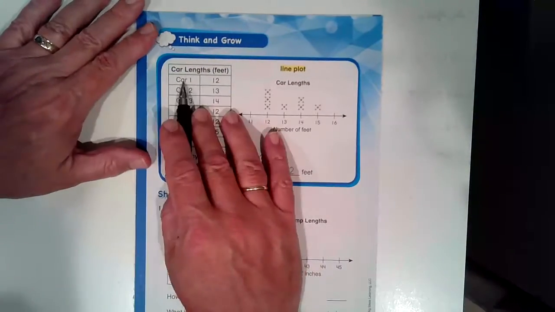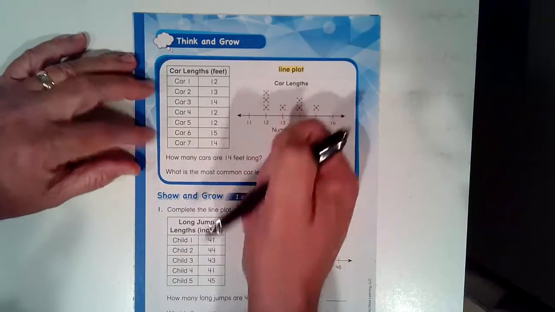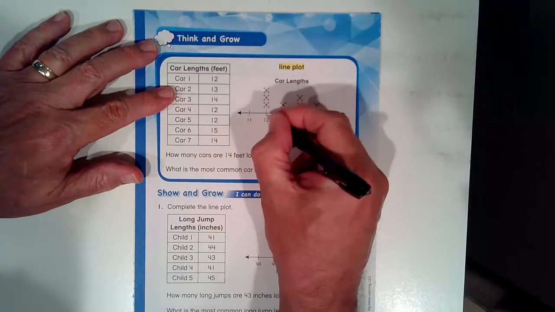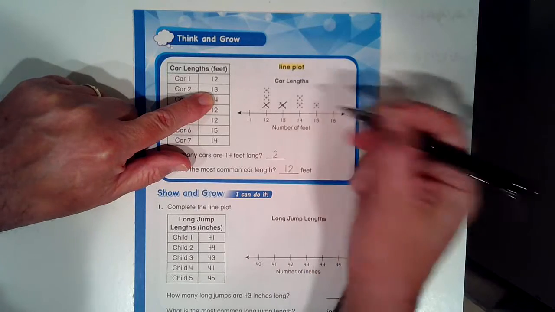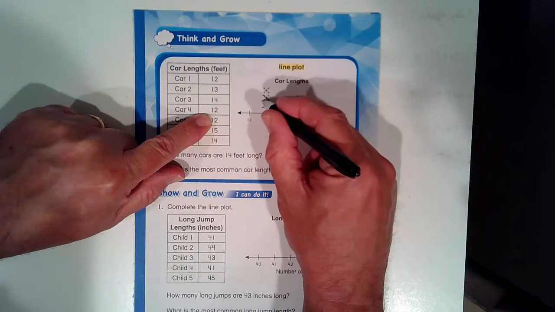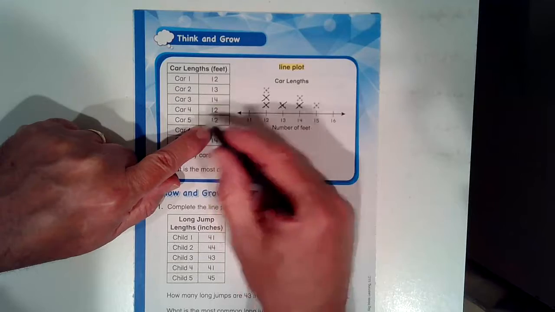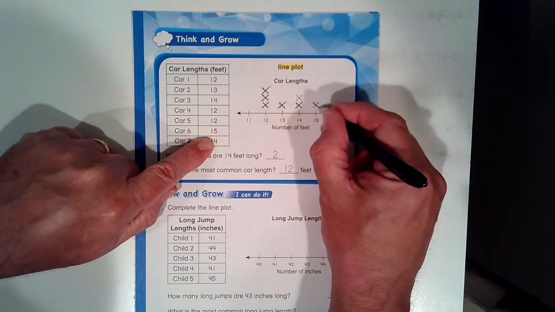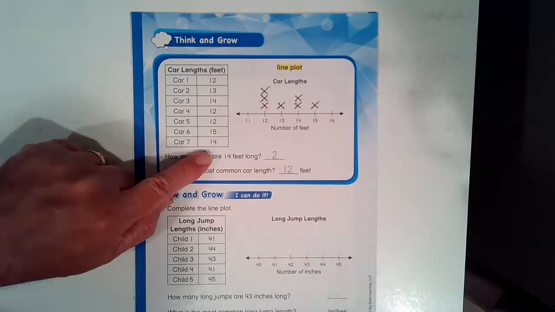Car lengths in feet. They have 1, 2, 3, 4, 5, 6, 7 cars, and they measured them. The first one was 12 feet. The second one was 13 feet. The third one was 14 feet. The fourth one was 12 again. So now I have 2 there. The fifth car was 12. The sixth car was 15 feet. The seventh car was 14 feet.